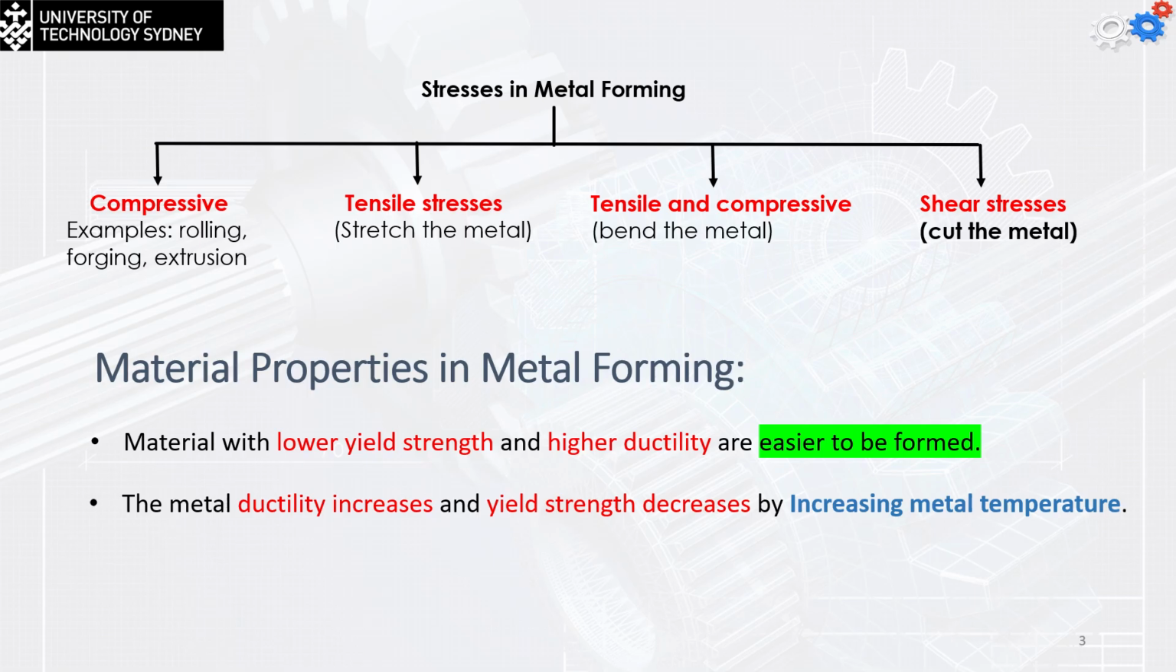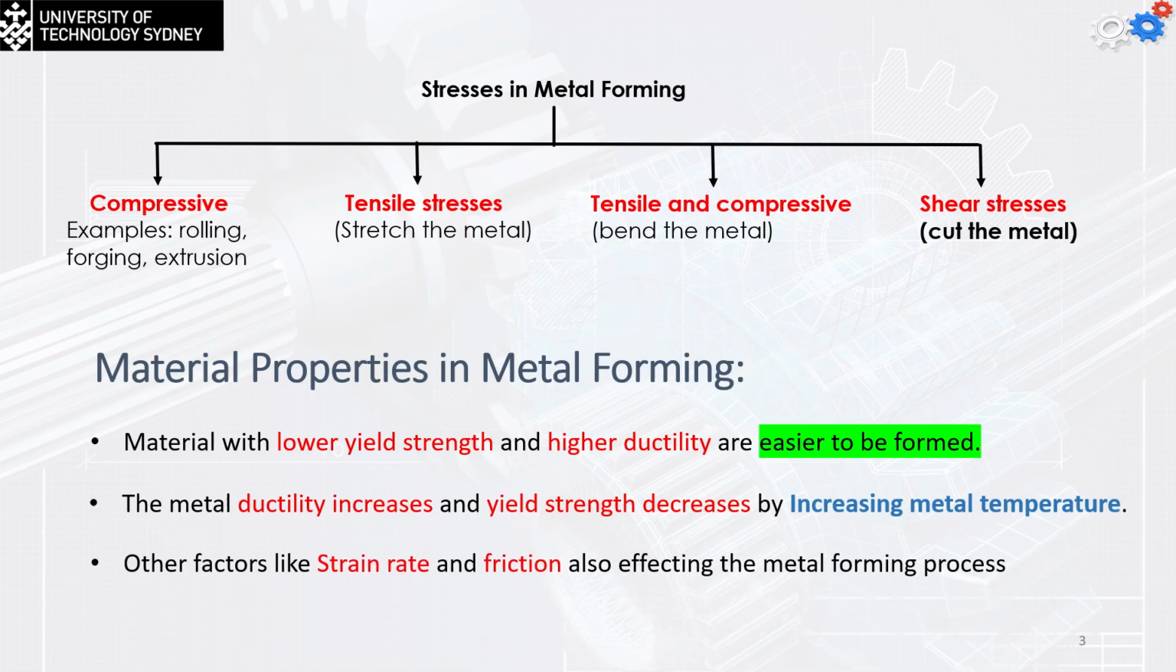The metal ductility will increase and yield strength will decrease if I increase its temperature. Okay, now let me tell you why the blacksmith, for example, during forging, heats up the part. What's happening is that as the metal temperature increases, we're going to have better ductility and we're going to reduce the yield strength. Other factors like the strain rate and the friction also affect the metal forming processes.